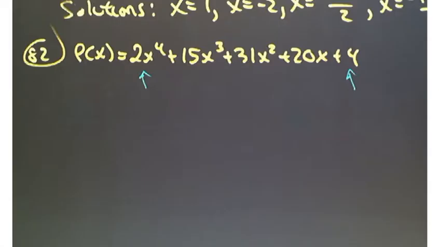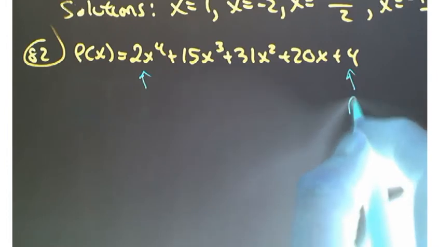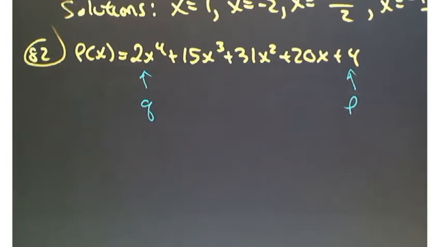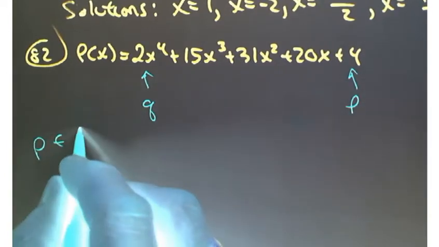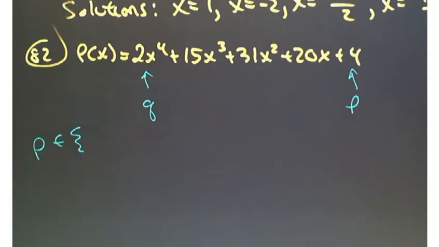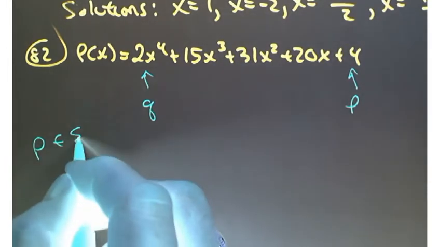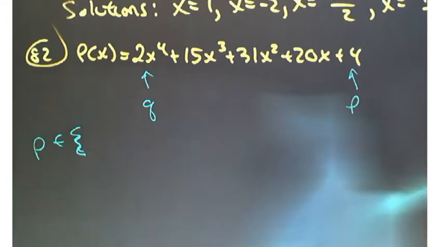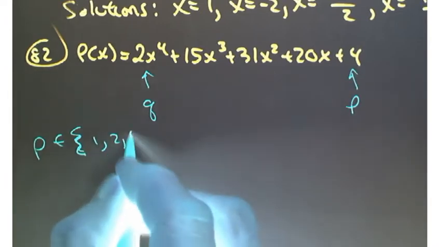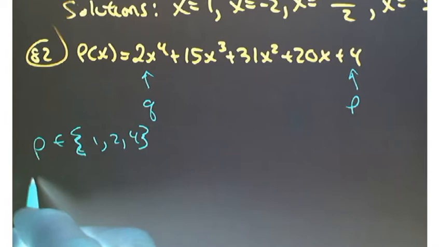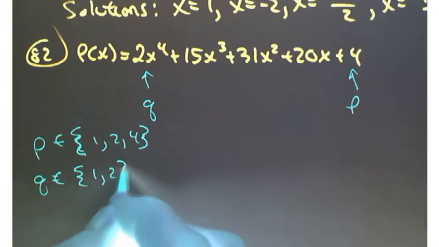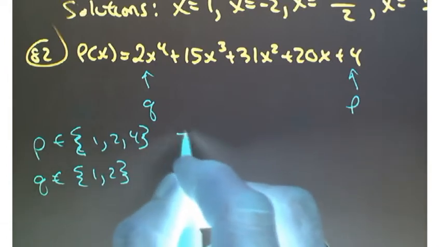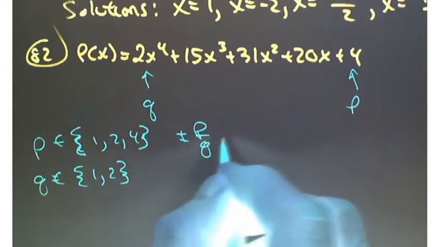Coming back here, though, we had a request to deal with the possible rational roots. So you've got P and Q. P is going to be one of the factors of this number. So, Fadi, what are the factors of 4? Yeah, 1, 2, and 4. And then, likewise, the factors of Q are 1 and 2.